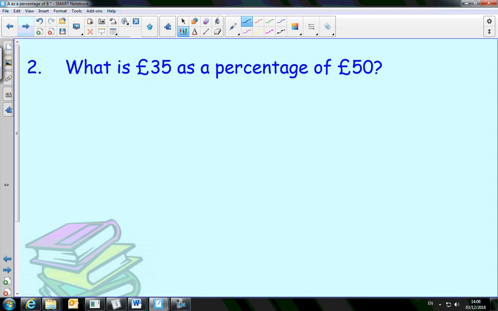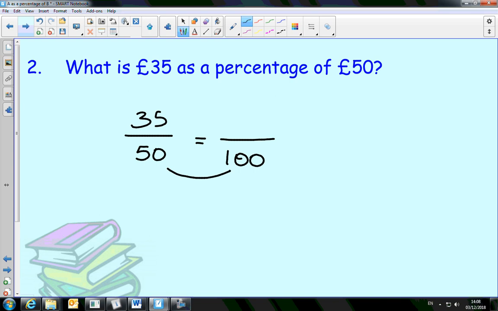Your second example was, what is £35 as a percentage of 50? So the first thing you should have done was written it as a fraction, 35 over 50. We can write that as an equivalent fraction, with your denominator being 100. 50 times 2 gives you 100, so you do the same to the top. 35 times 2 gives you 70. 70 over 100 is the same as 70%.